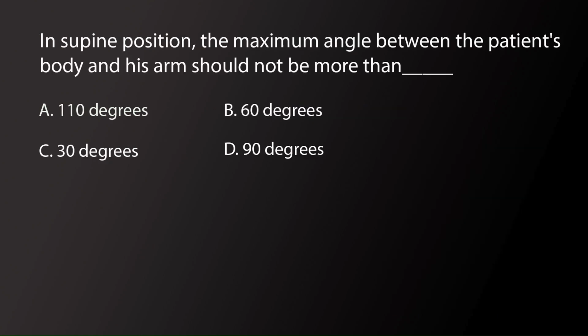Next question. In supine position, the maximum angle between the patient's body and his arm should not be more than option A, 110 degrees. Option B, 60 degrees. Option C, 30 degrees. Option D, 90 degrees. The correct answer is option D, 90 degrees.